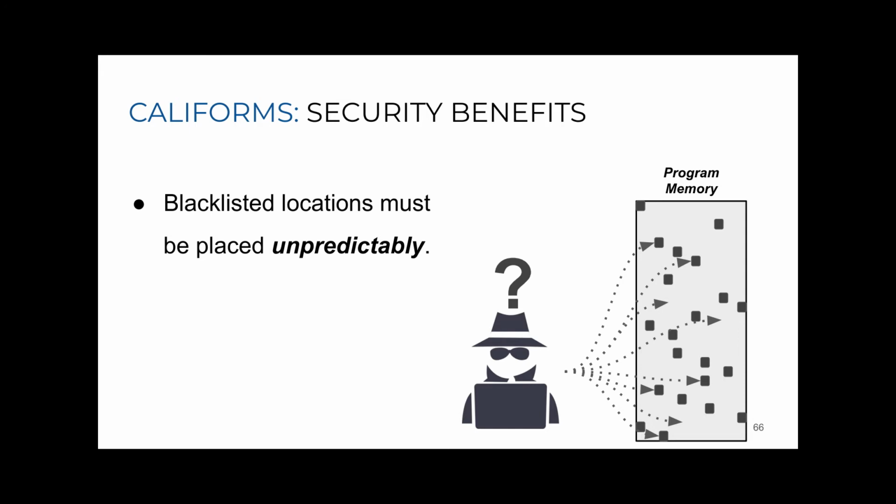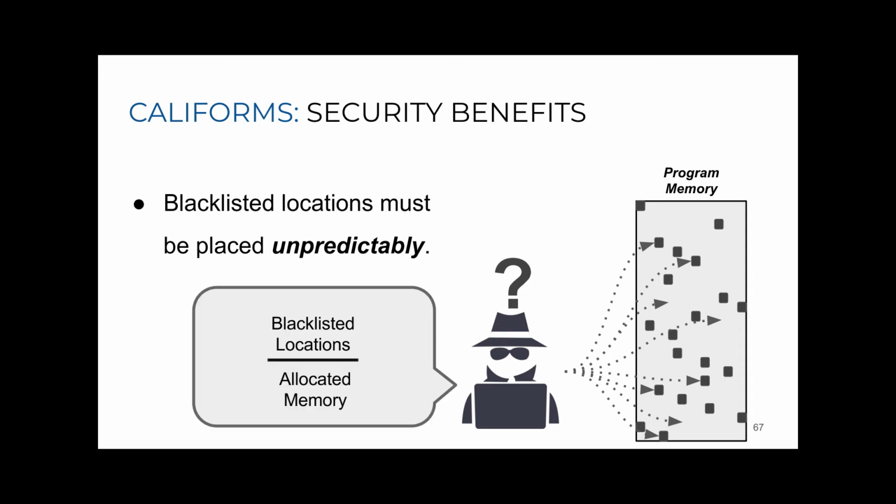To ensure Califorms security benefits, it's critical that blacklisted locations be placed unpredictably. Otherwise, an attacker may bypass them. Generally, the attacker's probability of success depends on the total number of blacklisted locations versus the total amount of allocated memory. This, though, is an approximate view. It doesn't take into account other key factors, such as the diversity of objects or general layout of memory, which the attacker needs to identify first.